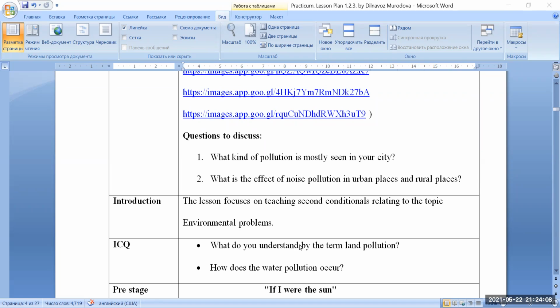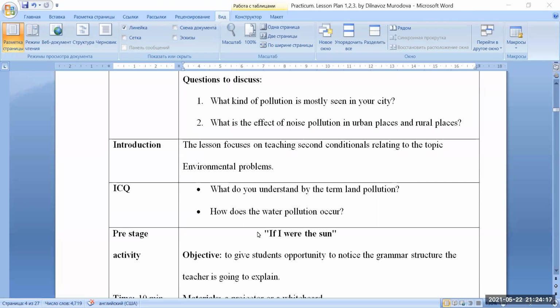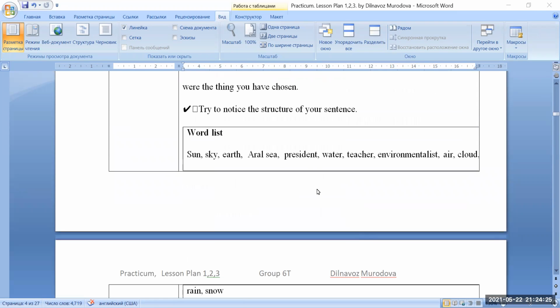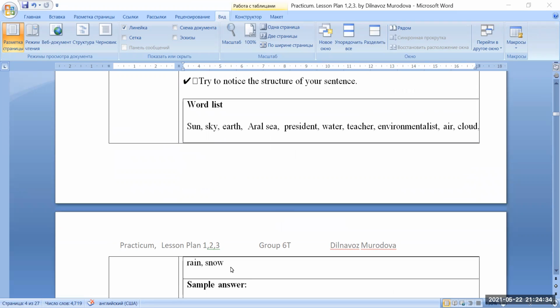Yeah, thank you very much, guys. And now I want to conduct one activity with you. It's called "If I were the sun." I want you to pay attention to the structure of the activity. If I were the sun, and you are given some words: sun, sky, earth, lake, president, water, teacher, environmentalist, air, cloud, rain, and snow.